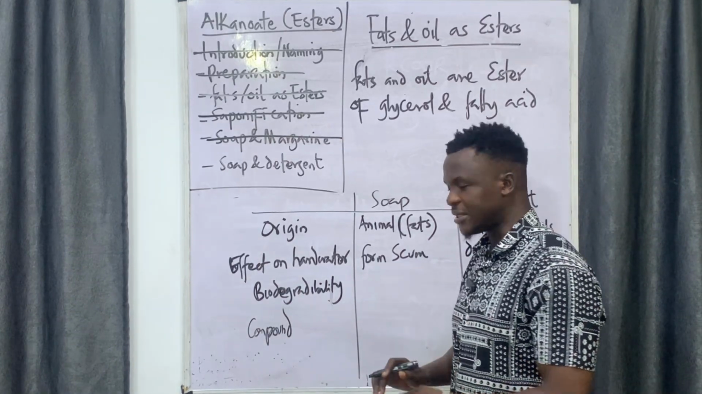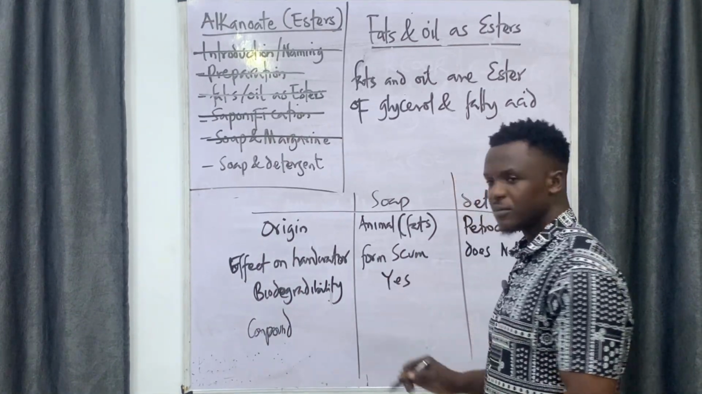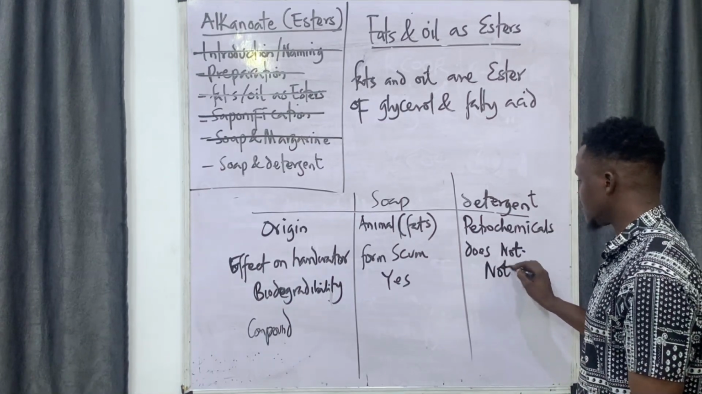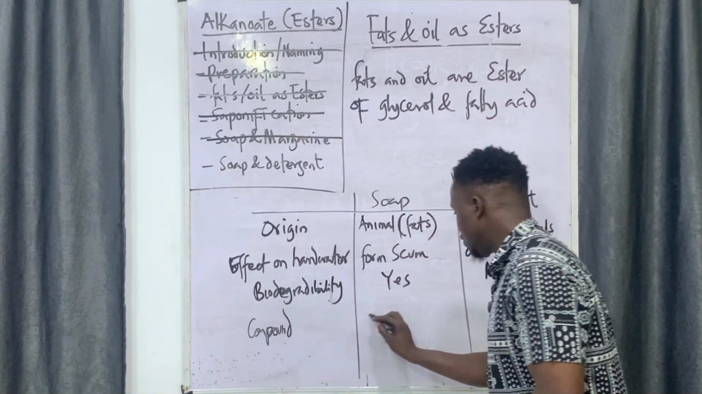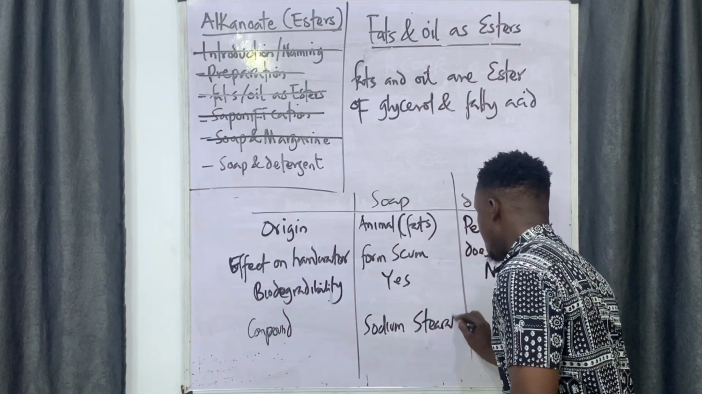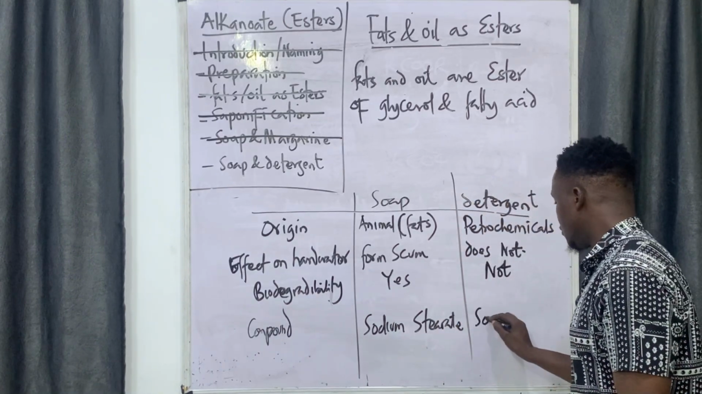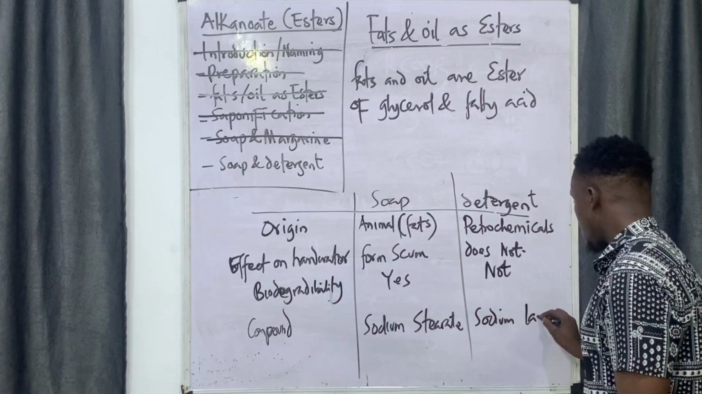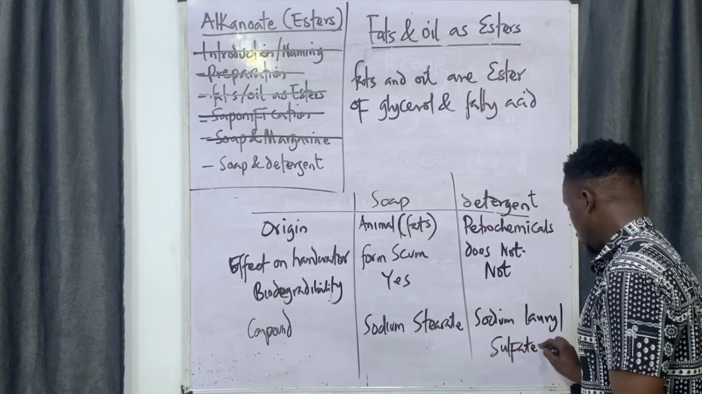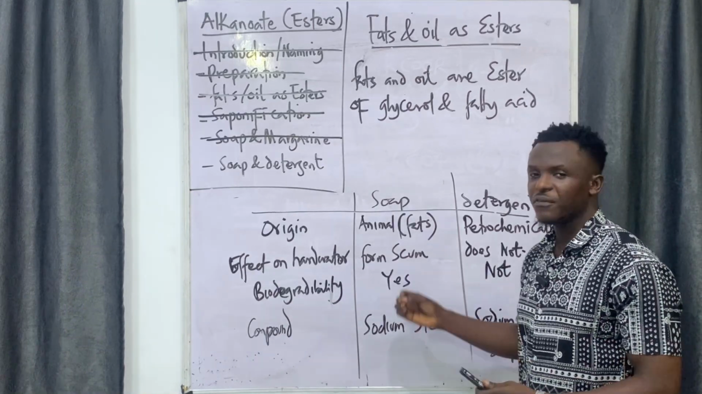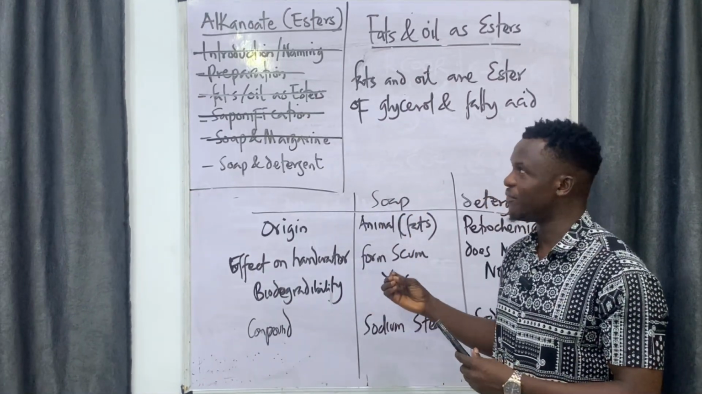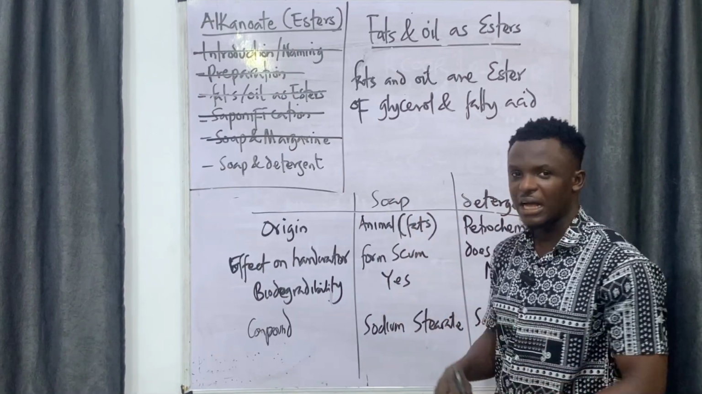Now, biodegradability: yes, soap is biodegradable. Detergent is not biodegradable. Now, an example of soap is sodium stearate. And this is sodium lauryl sulfate. So I believe you've learned something today, right? This is basically 95% of everything you need under ALKANOATES.